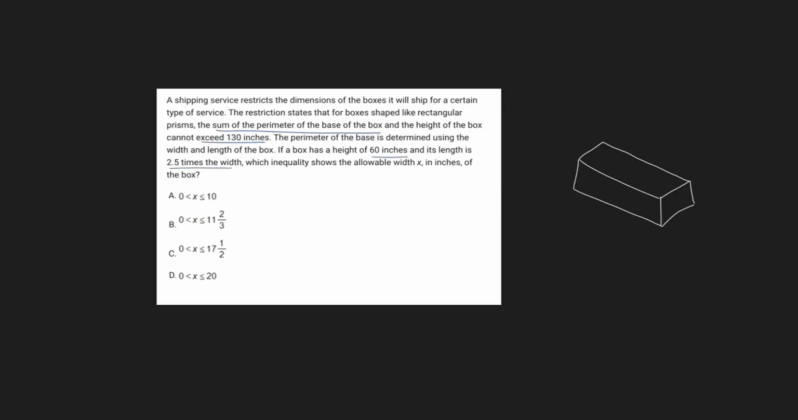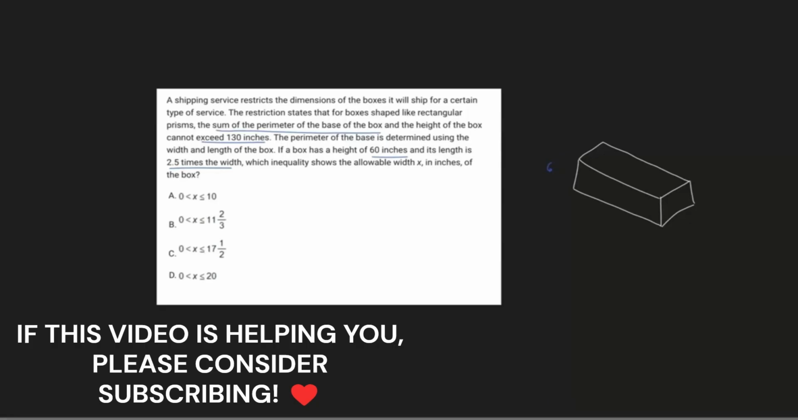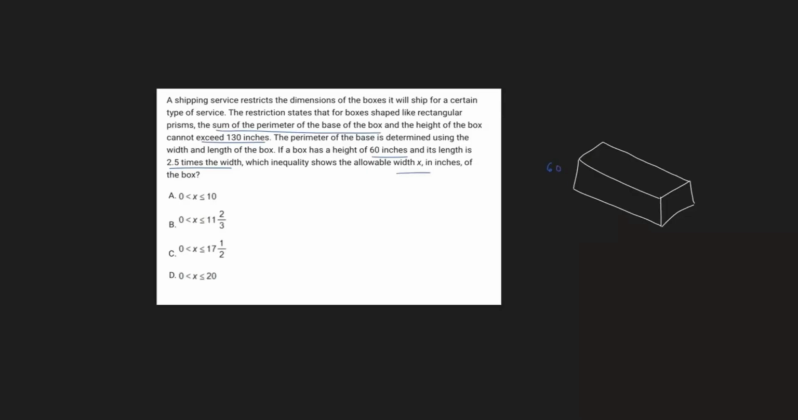All right, so first off, let's label our diagram, right? So we know the height they give us is 60 inches, so let's just write 60 out here. And then they also give us the width, which is x. Well, we don't really have a value for x, so we'll just label x out here. We know the length is 2.5 times the width, so we just write this as 2.5x, right? And now what we need to do is set up our inequality.